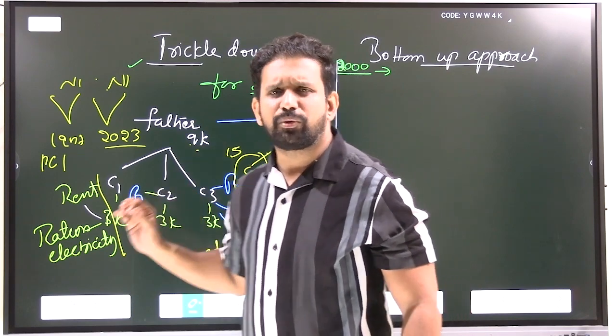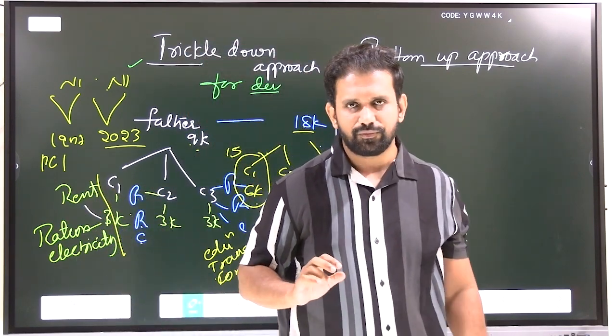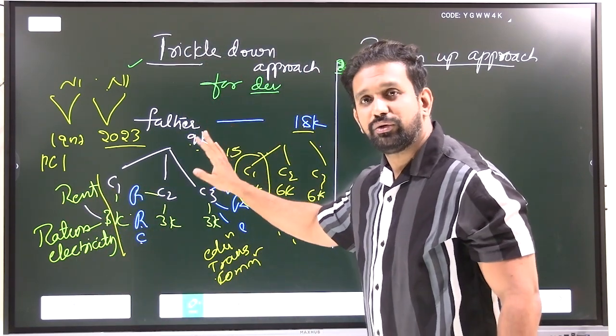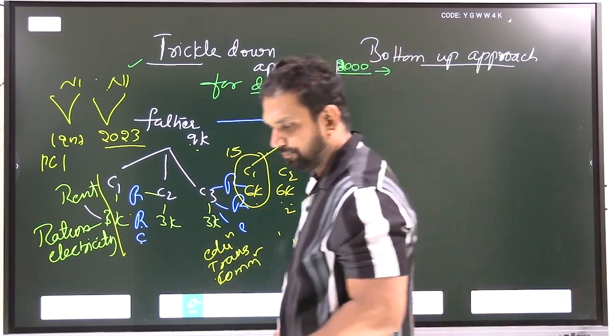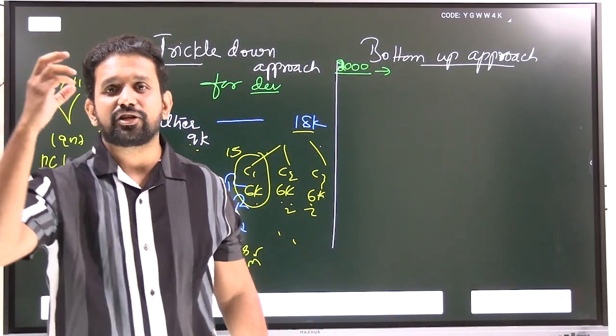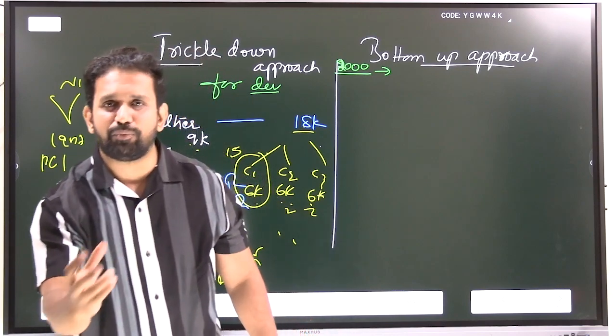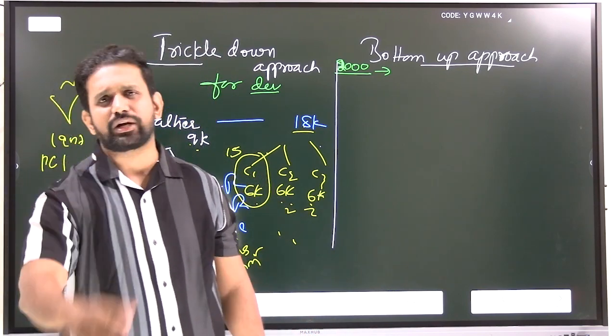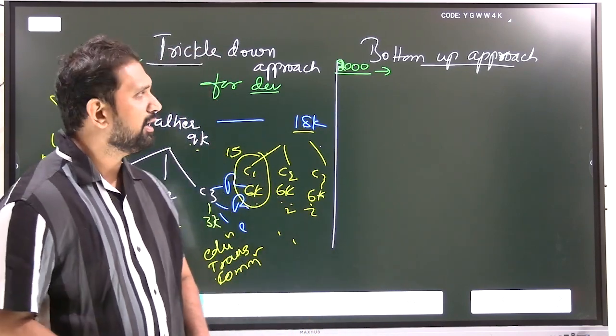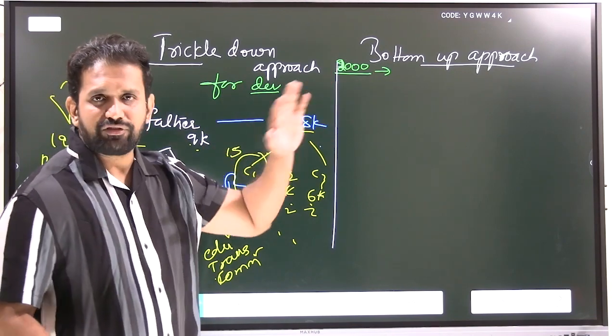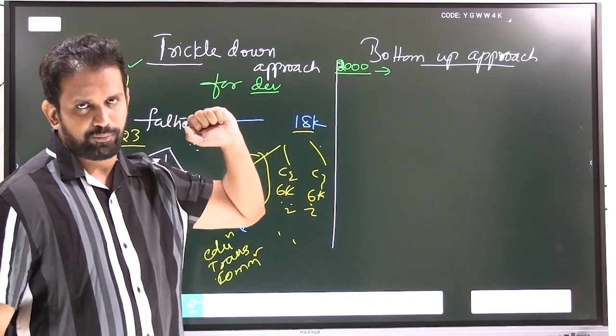This is the core problem of our country. Okay, so trickle down theory failed in our country. The idea that if the national income grows, it goes to the population and the population will increase the standard of living did not work out very well with regard to our country. That's why from 2000 we have shifted to a bottom-up approach.